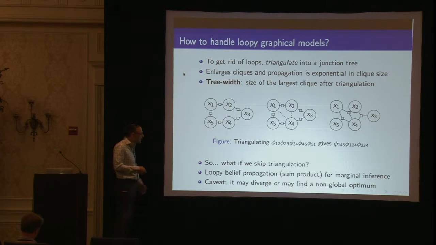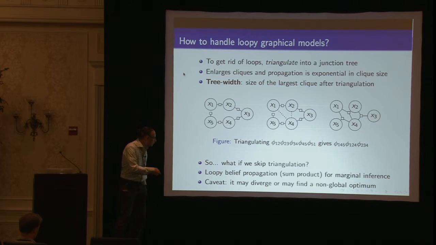So instead, people said, well, how about we just skip this triangulation step? Let me just forget about triangulating and just run the messages around in loops. And so this is called loopy belief propagation. And you'd run the sum product algorithm to do marginal inference. You run the max product algorithm to do MAP inference. But because it's loopy, we can't really prove too many things about it.